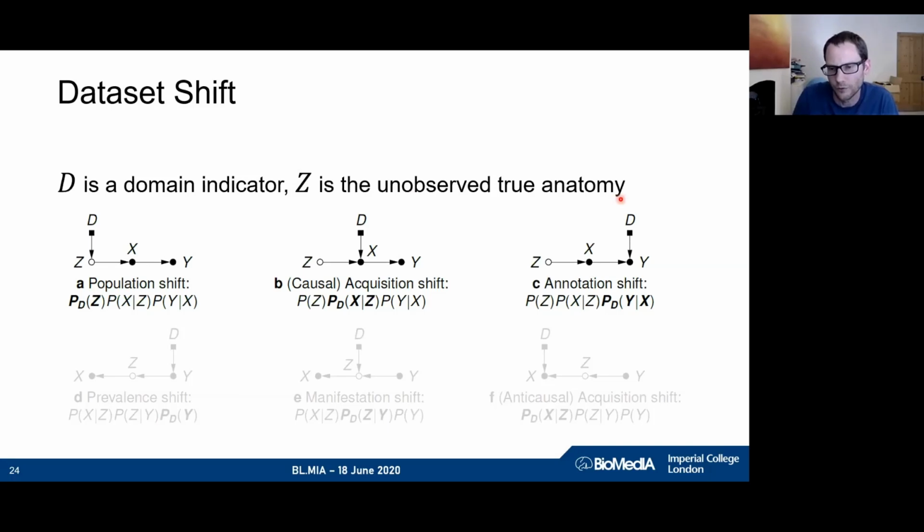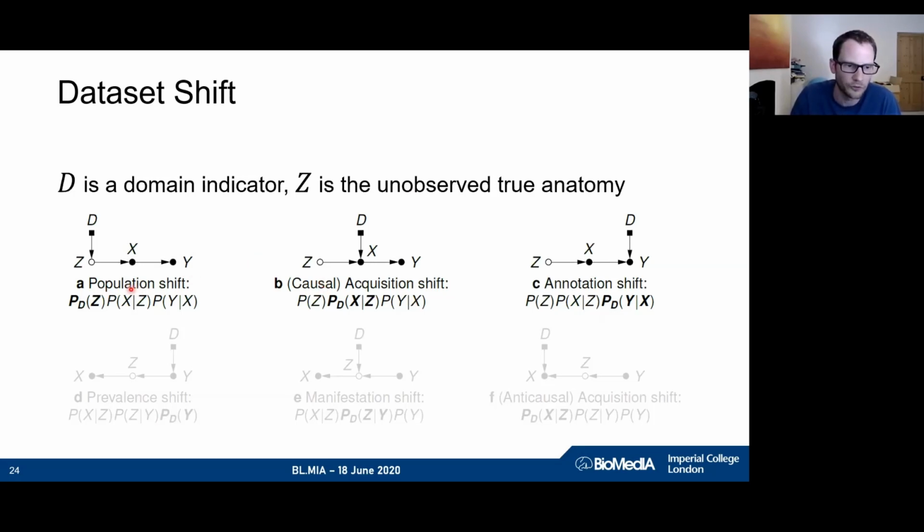So here we are doing this by introducing another variable Z, which is the unobserved true anatomy. So it's the physical manifestation of the subject that you want to scan. And we use an indicator variable, a domain indicator D here, to say which of the variables is affected. Now remember, we can either be in the causal setting, so we have image X, label Y, we're always predicting in this direction. Now, depending where we put this domain indicator, we get different types of shifts. Or this is one way of formalizing different types of shifts, let's say.